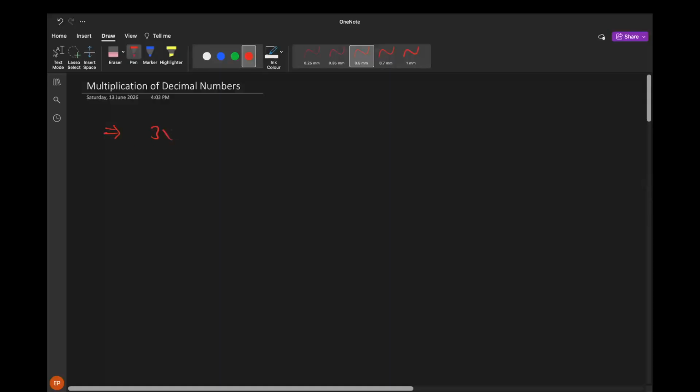Suppose if I give 3 into 4, you can easily answer as 12. What if I give 3.02 into 4.02? It might feel difficult, right? But that is not the case. We have to do normal multiplication first. 302 into 402. What are the steps?